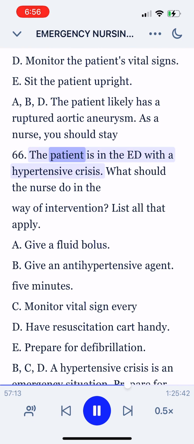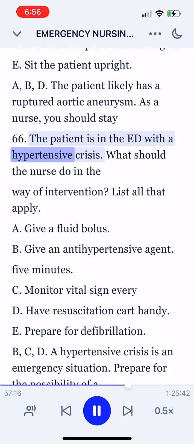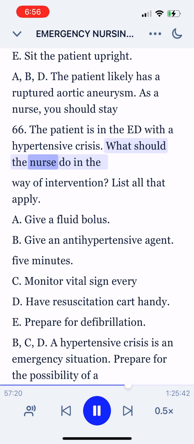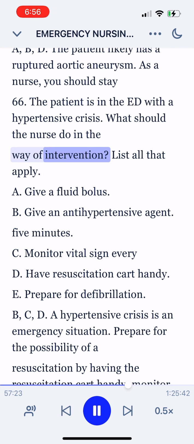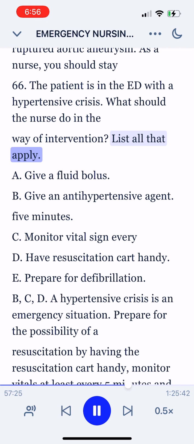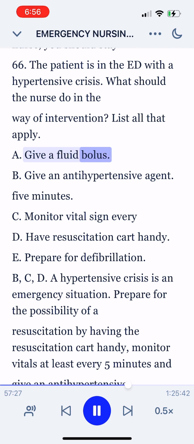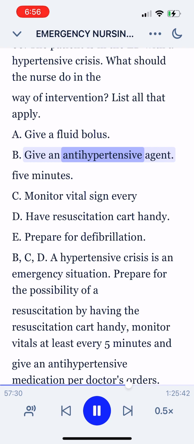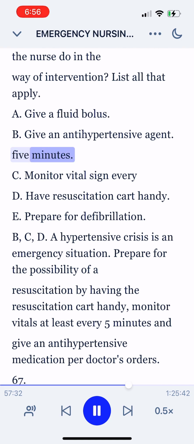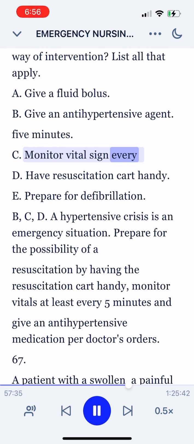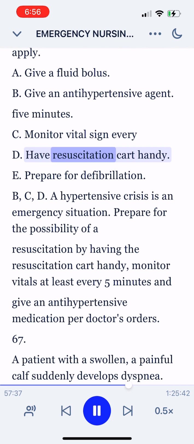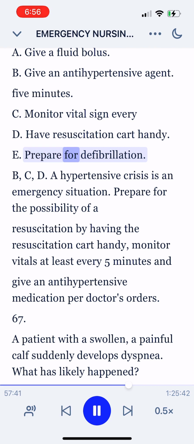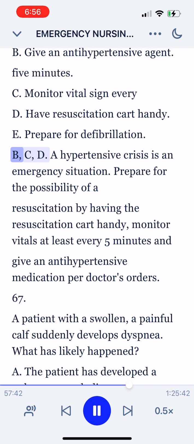66. The patient is in the ED with a hypertensive crisis. What should the nurse do in the way of intervention? List all that apply. A. Give a fluid bolus. B. Give an antihypertensive agent. C. Monitor vital signs every 5 minutes. D. Have resuscitation cart handy. E. Prepare for defibrillation.